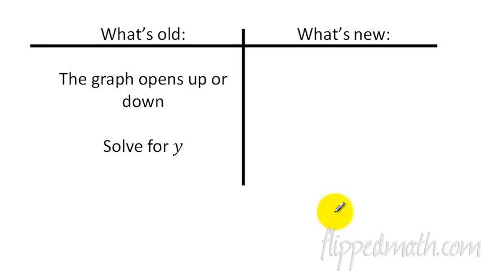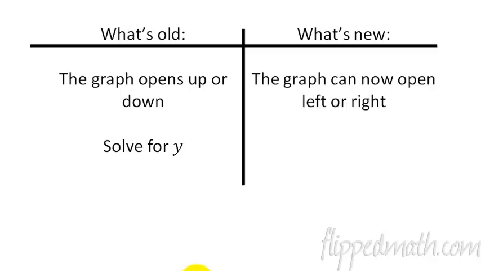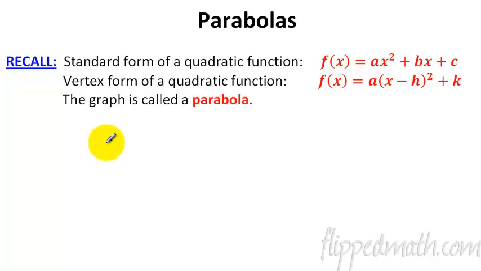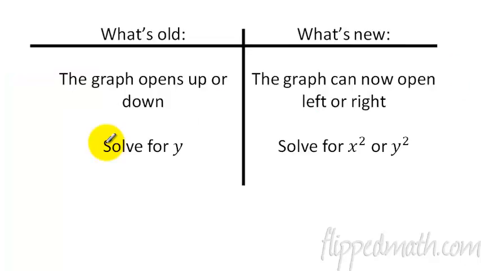What have we done in the past? What's old? The graph would either open up or down. Now we can have graphs open left or right as well. So in this lesson we're going to have it going up or down, or it could also be opening to the right or to the left. And in the past we would always solve for y, just like in our equations here, f of x equals. But now we can solve for x squared or y squared. Okay, that's a little weird. What we're solving for is the quantity squared in this case, not solving for y.